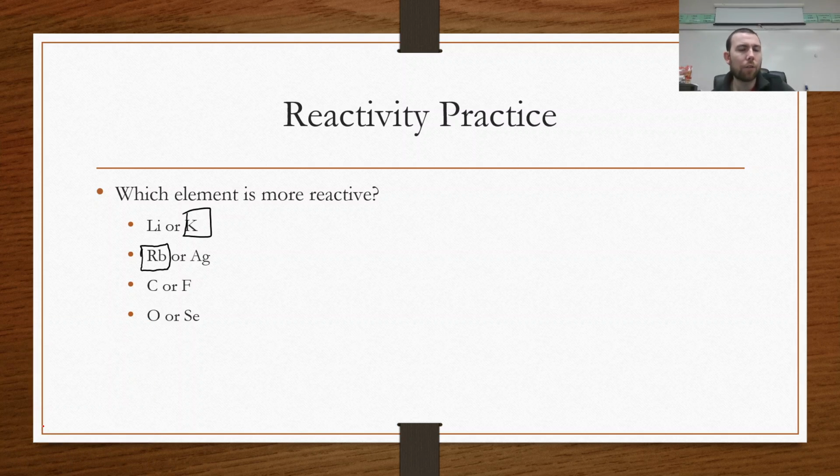All right. Now for the last two, we've got carbon versus fluorine. Those are nonmetals. For nonmetals, we want to look for the nonmetal that is furthest to the right, and highest up in its group. Carbon and fluorine are both on period 2, so it's not going to be the one that's higher up. It's going to be the one that's furthest to the right. So we look at carbon and fluorine. Fluorine is furthest to the right, therefore fluorine is our more reactive nonmetal.